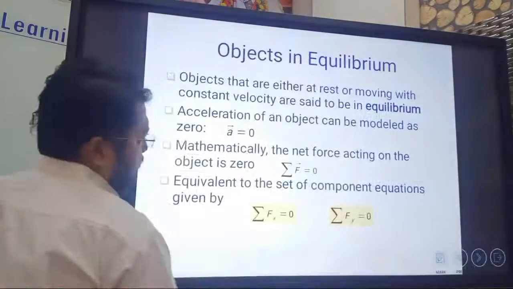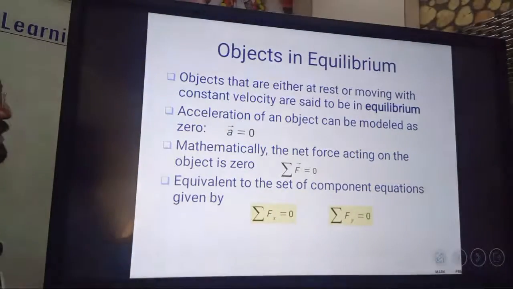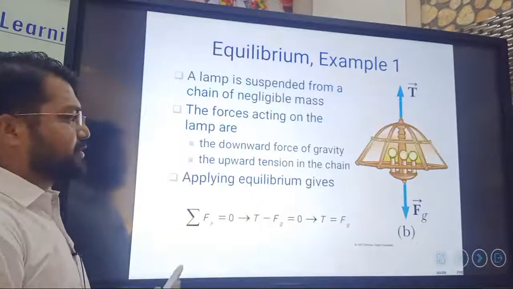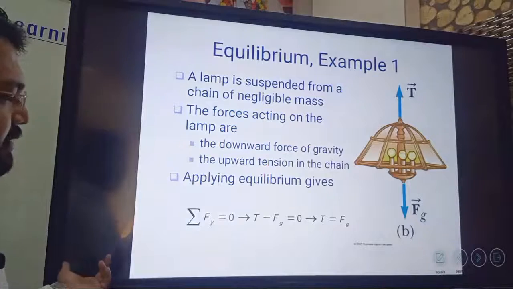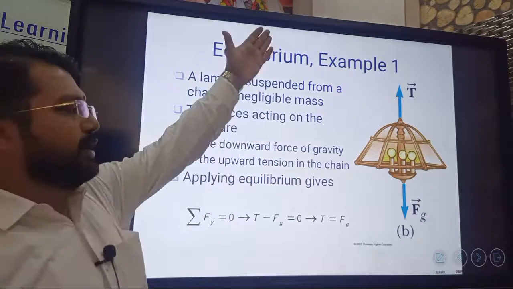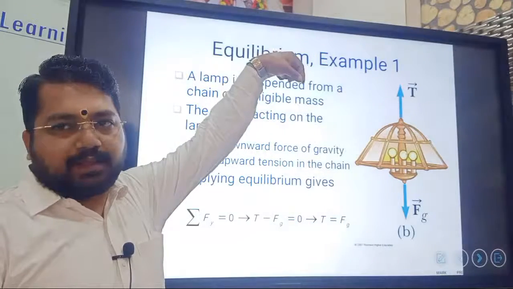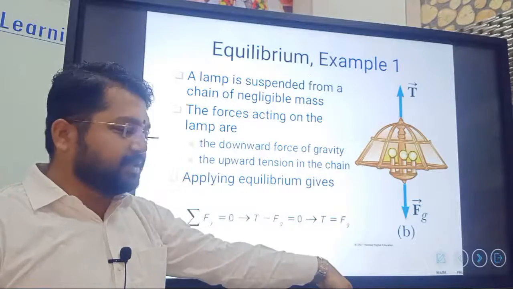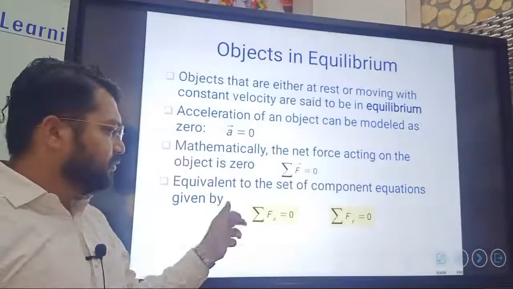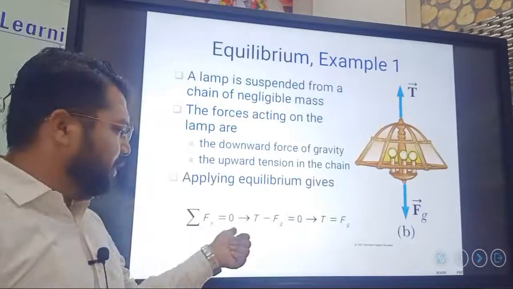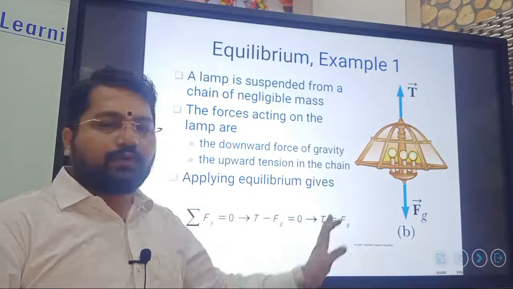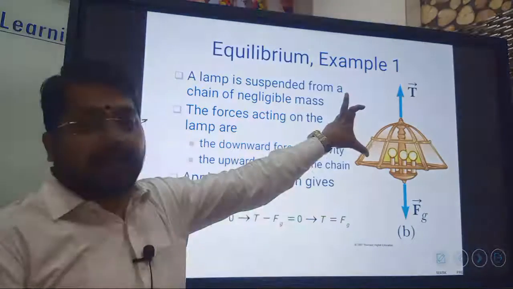Equivalent to this, the set of component equations is given by summation of Fx is 0 and summation of Fy is 0. Horizontal रहे या vertical दोनों कैसे रहेंगे 0. So इस ऑब्जेक्ट की अगर मैं बात करूँ तो टेंशन अपवर्ड है, ऊपर रोप से बांधा हुआ है, फोर्स नीचे. सो summation of Fy is 0. Tension minus Fg is 0 and nothing but tension is equal to Fg. तो दोनों कैसे इक्वल हैं? अपोजिट.